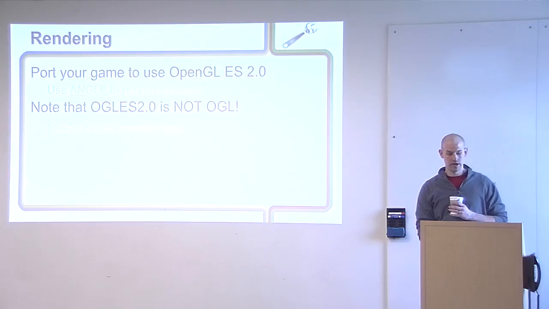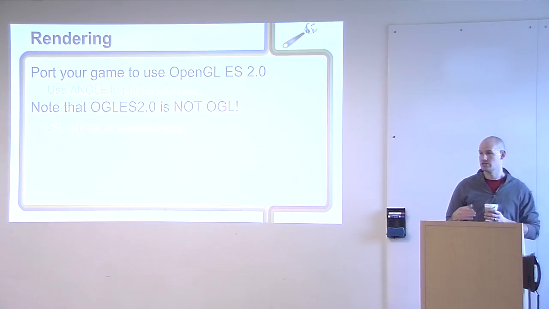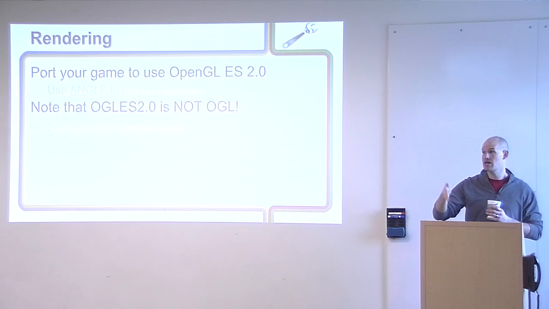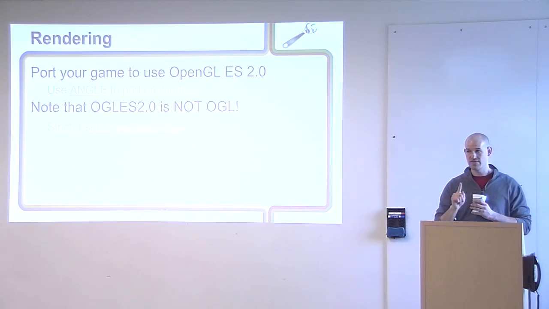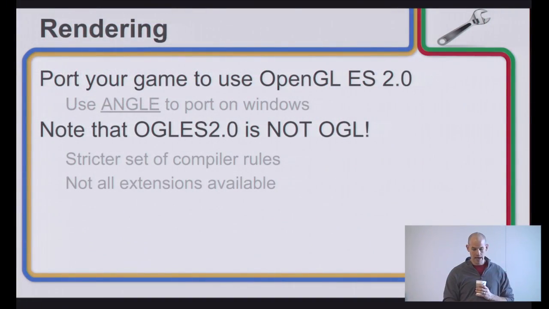Specifically, you need to note that OpenGL ES 2.0 is not OpenGL, right? There's a stricter set of compiler rules, and this is because we need to make sure that security is step one for the end user. The developer, your experience that you're trying to communicate, that's all fine and dandy. Keeping the user safe is more important than all of that. And not all the extensions are available, right? So for instance, if you're expecting instancing or access to a specific tessellation shader, they're just not going to be there, right?